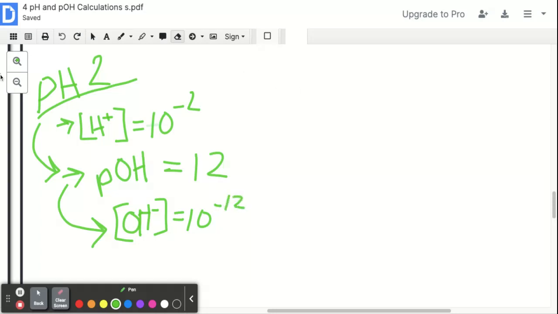Okay, so that's one example, just starting with pH. So if I change this, let's say I'm going to start with a hydroxide concentration.